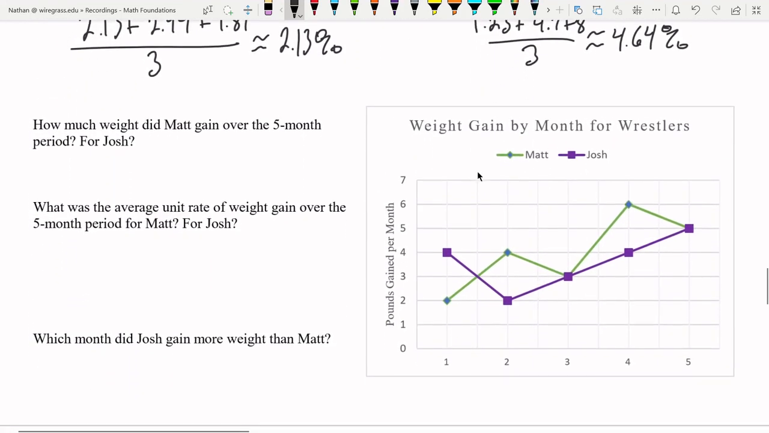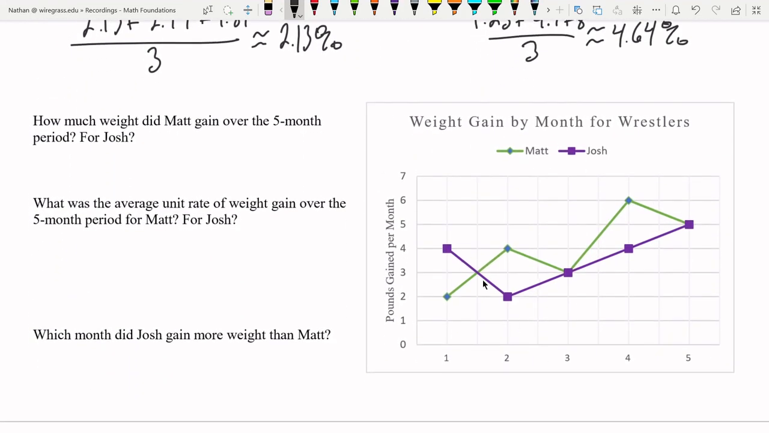Okay, now for a different kind, we still have 2 bars, but in this case, we can talk about differences between 2 bars in addition to looking at them and actually reading them from the graph, since this one's easy to read from the graph. How much weight did Matt gain over the 5-month period? So this is all weight gain by month. Both Matt and Josh gained weight in these months. Each month they gained weight. And so it's asking how much weight did he gain?